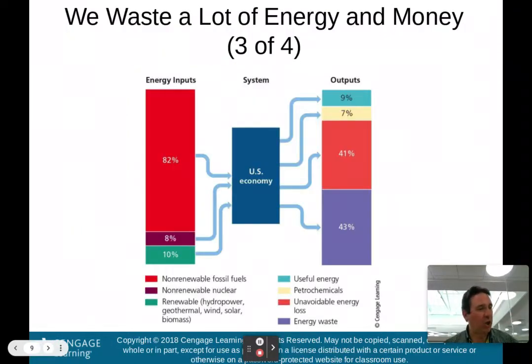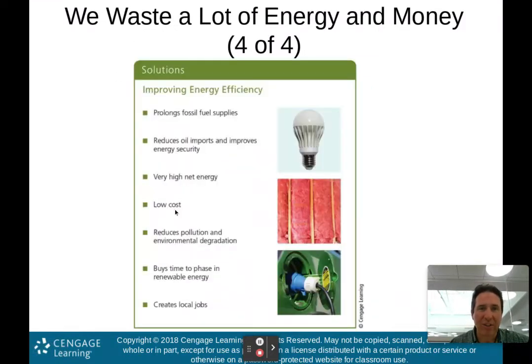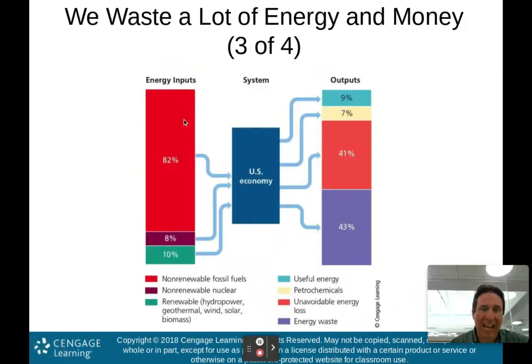So here's an actual chart. This is the flow of commercial energy through the U.S. economy. And what you want to look at are the energy inputs on the left versus the energy outputs on the right. So you have non-renewable fossil fuels. Again, we're using most of that. 82% of our inputs right now are from the non-renewable fossil fuels. 8% is from non-renewable nuclear. Only 10% of our energy inputs right now here in the U.S. are from the renewable energy that we're going to talk about in this unit: hydropower, geothermal, wind, solar, biomass.